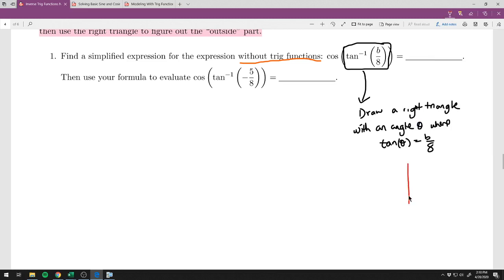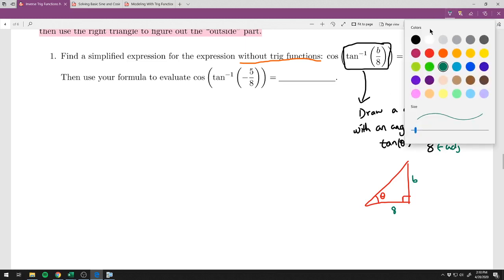All right, so we got our angle here, a right triangle. We got our theta. Just call it one of the 2 angles that you have. It doesn't matter which one. And tangent is opposite over adjacent, SOHCAHTOA. So we're going to label the opposite side as b and the adjacent side as 8. Now, as weird as this sounds, this is the inside. You've done the inside part. Drawing a right triangle and labeling it is the inside part.